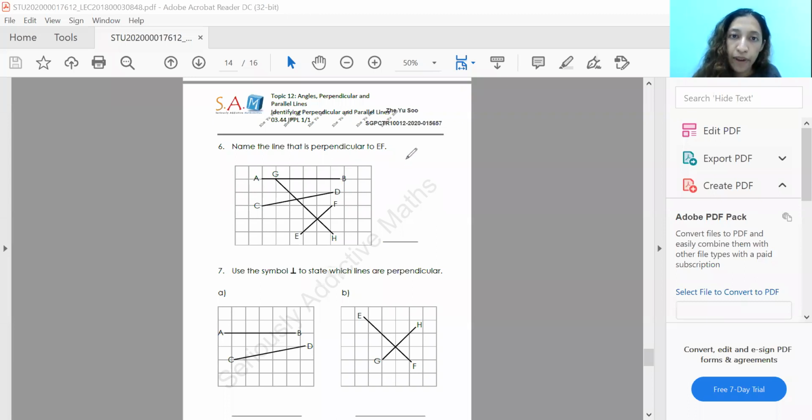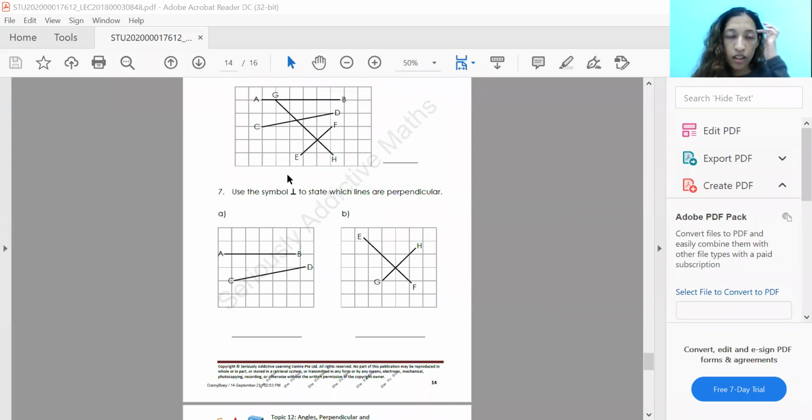Name the line that is perpendicular to EF. So where's EF? This is EF over here. So the line that is perpendicular to EF, as you can see, is GH. Okay, why? Because they meet at a point and they form a right angle. So EF is perpendicular to GH. Okay.